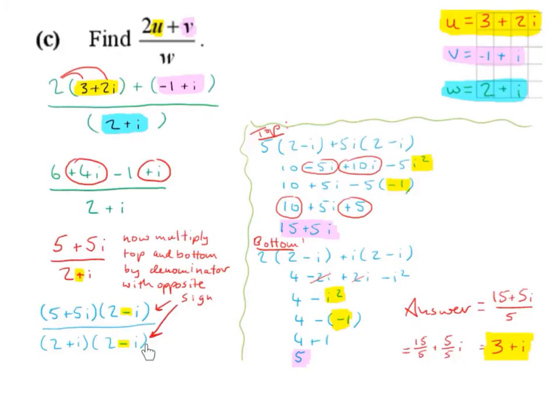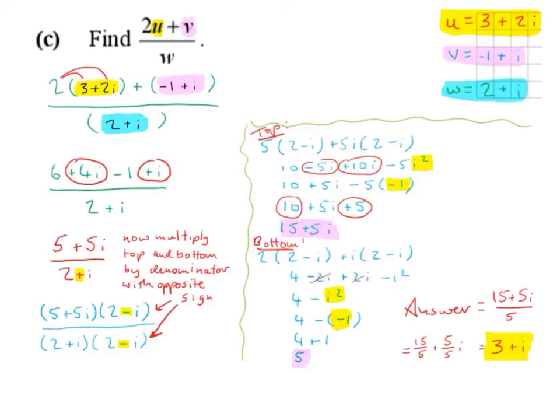Now we're going to multiply out the bottom part of the fraction, or the denominator. So 2 plus I multiplied by 2 minus I. So we're going to have 2 multiplied by 2 minus I, plus I multiplied by 2 minus I. So 2 multiplied by 2 is 4. 2 multiplied by minus I is minus 2I. I multiplied by 2 is plus 2I. I multiplied by minus I is minus I squared. Minus 2I and plus 2I will cancel each other out.